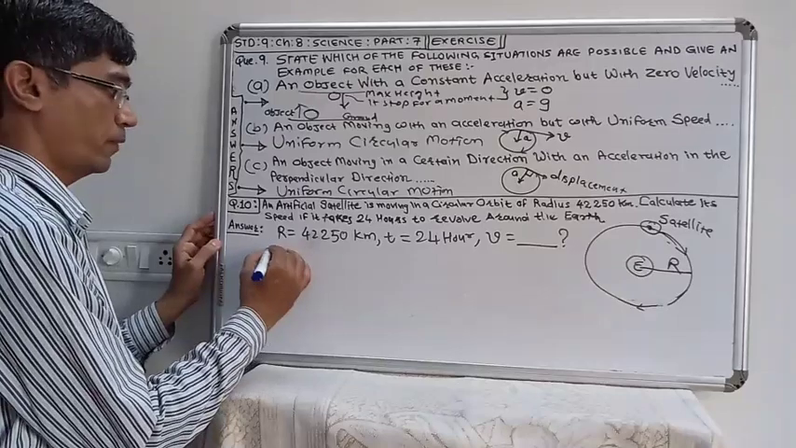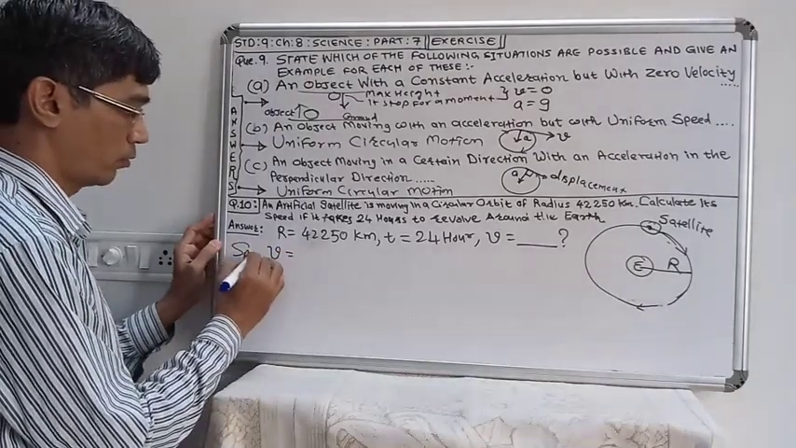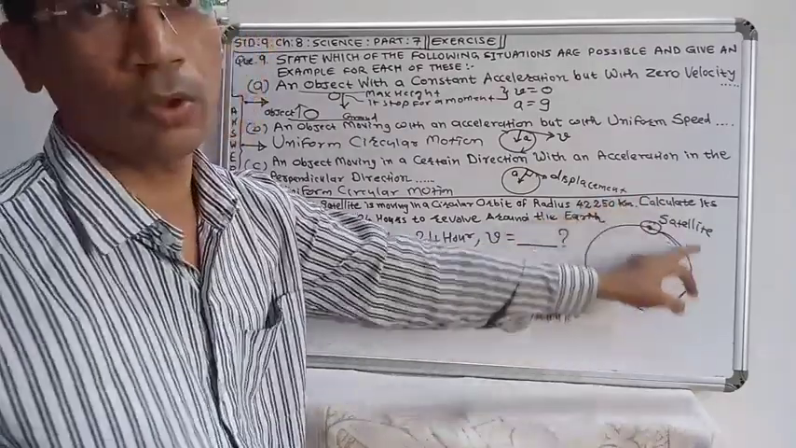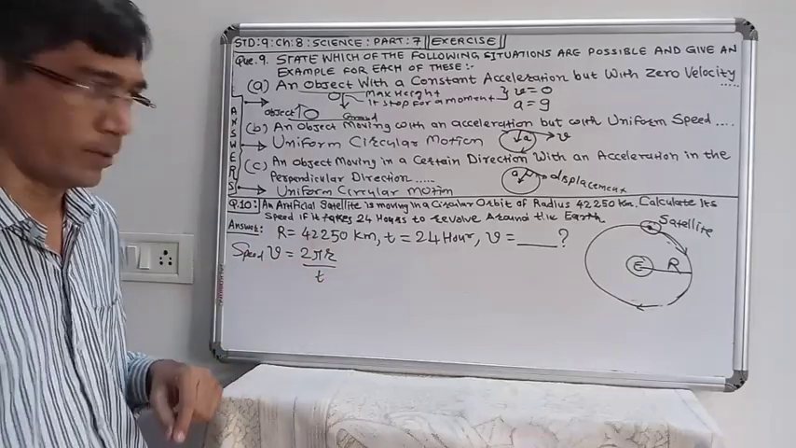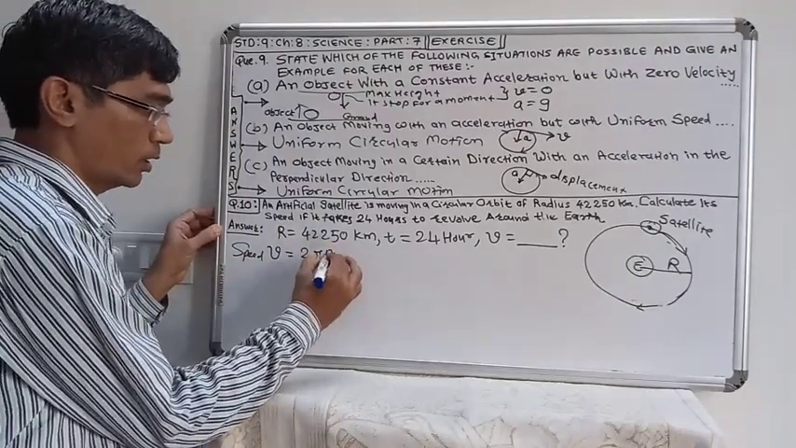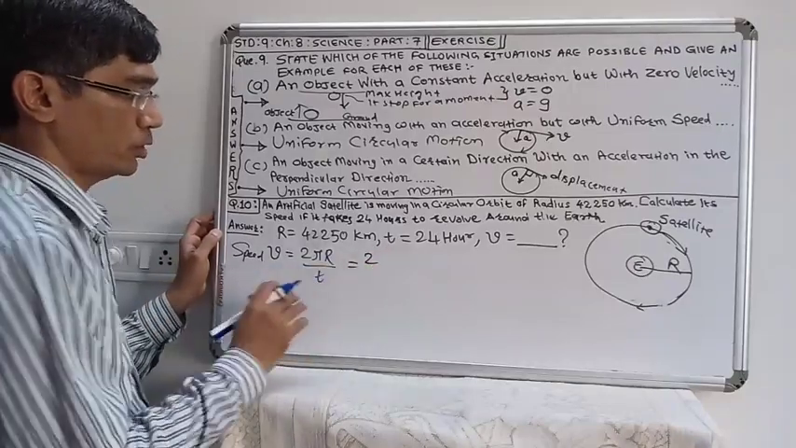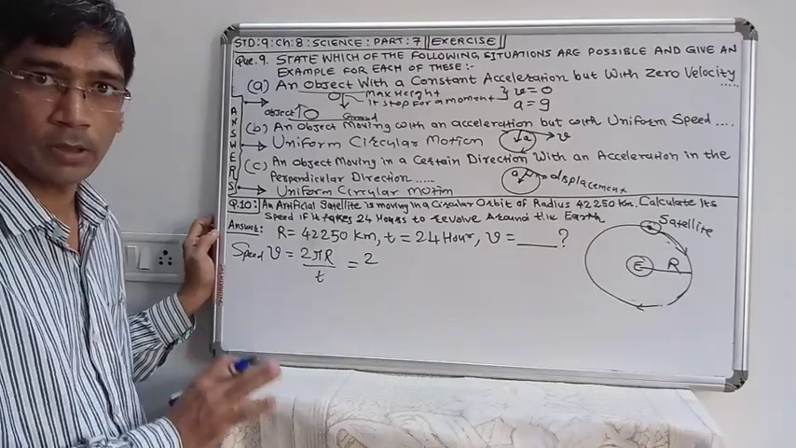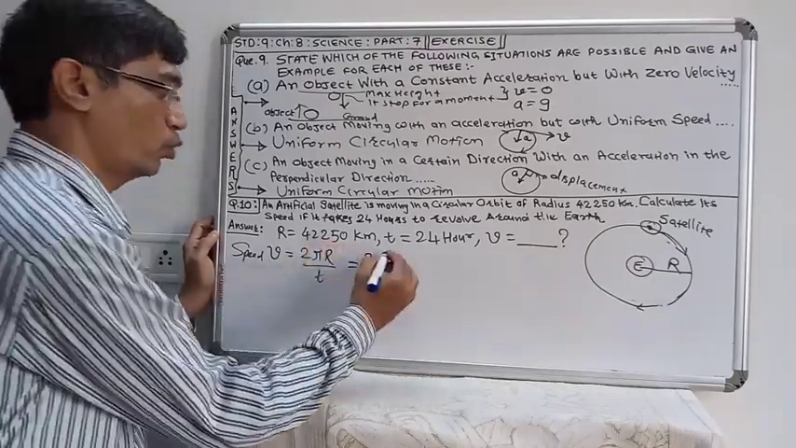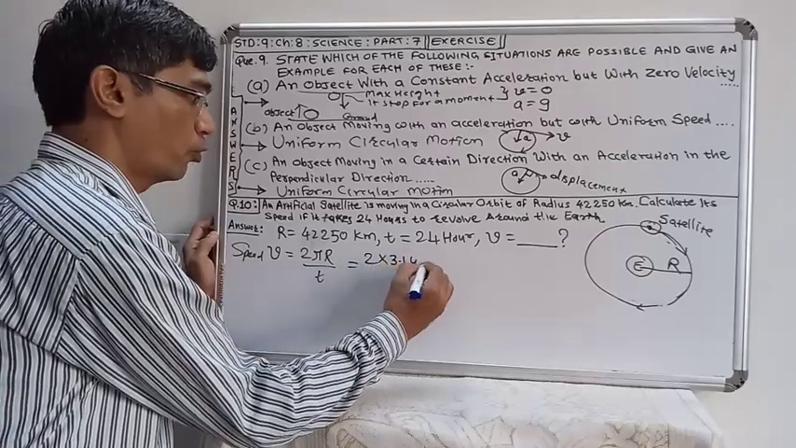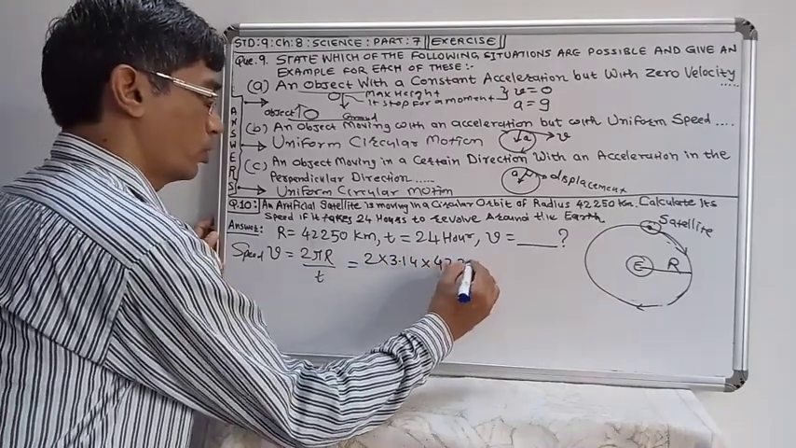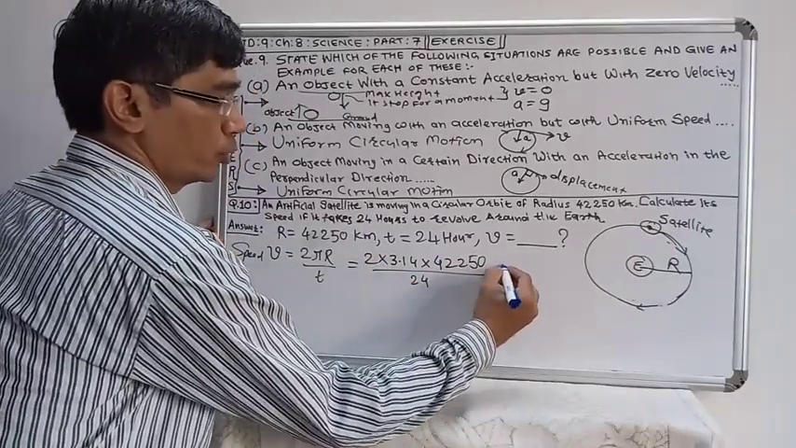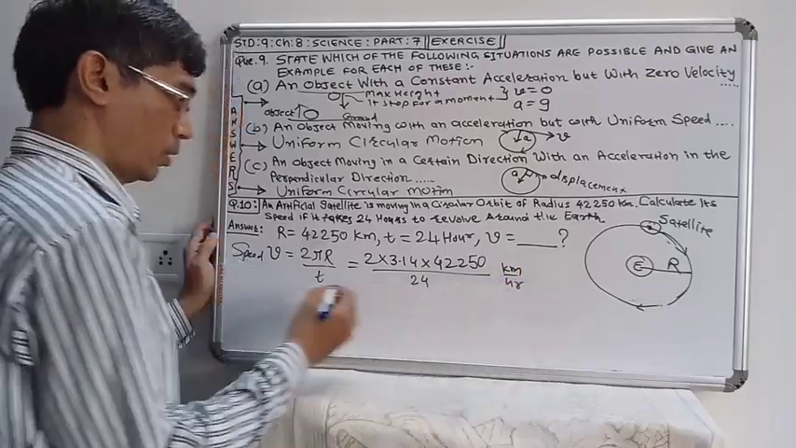Calculate the speed. So here we can take the equation of speed, which is given by circumference upon time. So the circumference of the circular orbit is 2 pi r, so speed is 2 pi r upon t. Here r is the radius. Now we just have to put the values and simplify, and at last convert it into meter per second. So we get 2 pi r, it is 2 into 3.14 into 42,250 upon time 24 hour. So the unit here is kilometer per hour.